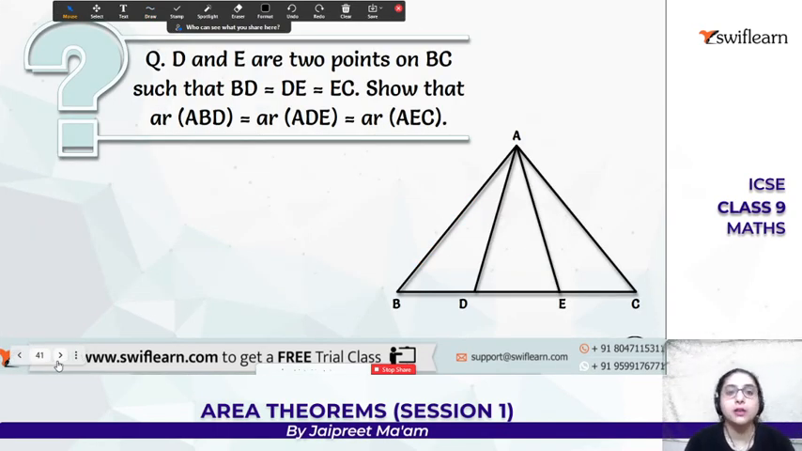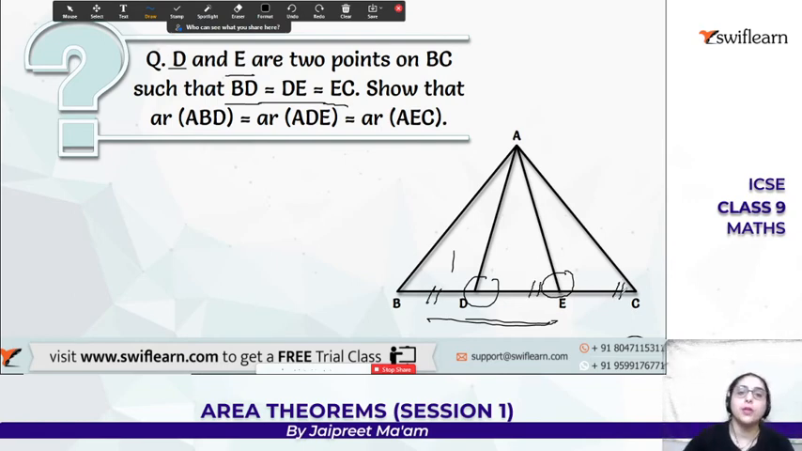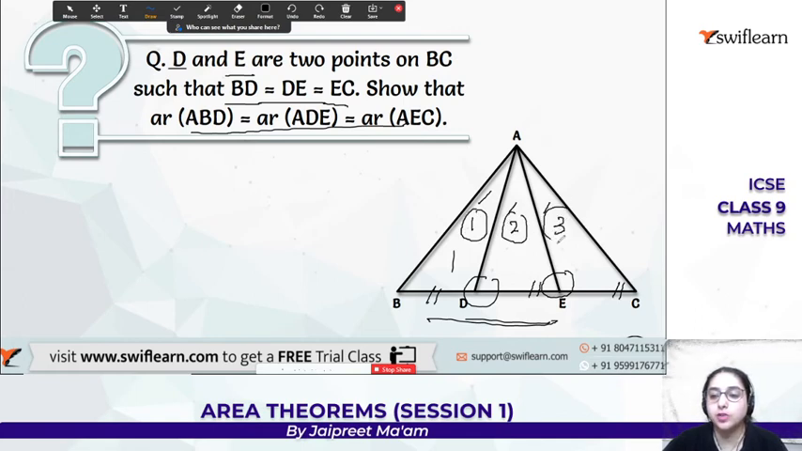This was question number one. Now question number two is that we have two points, point D and point E on the side BC, such that BD is equal to DE equal to EC. This is all given in the question. Now we have to show that the areas of these three triangles are the same. Triangle 1, triangle 2 and triangle 3.